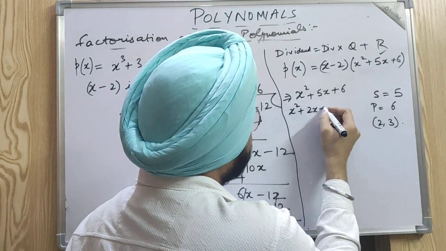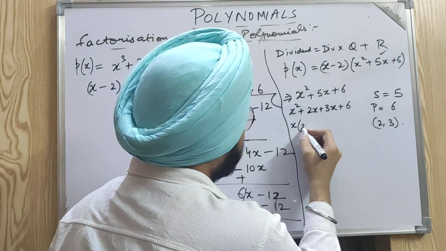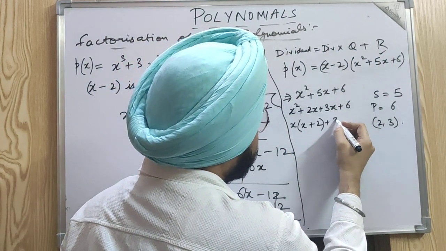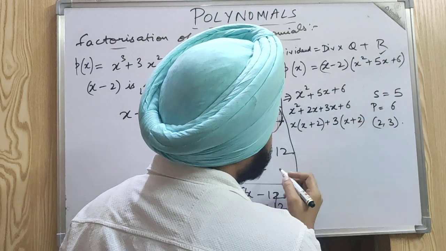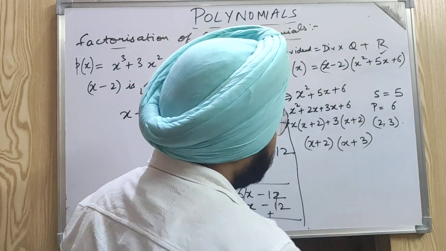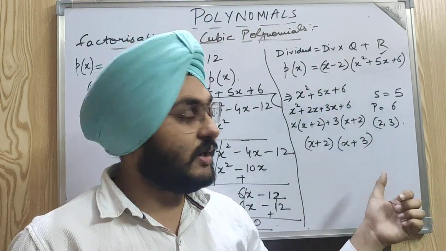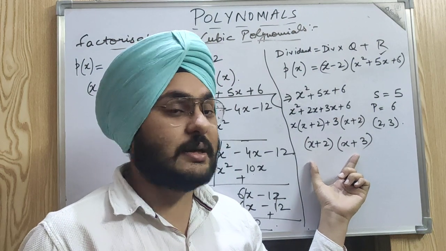So can't I write it in this way? X square plus 2x plus 3x plus 6. So taking common from the first two, x plus 2, and taking common from the next two, that is 3 into x plus 2. So taking common, x plus 2 and x plus 3. In the previous video we discussed factorizing a quadratic trinomial. The same concept we'll be doing here.